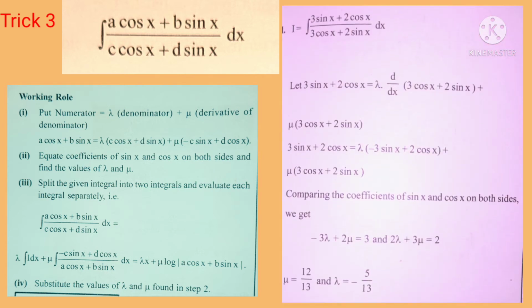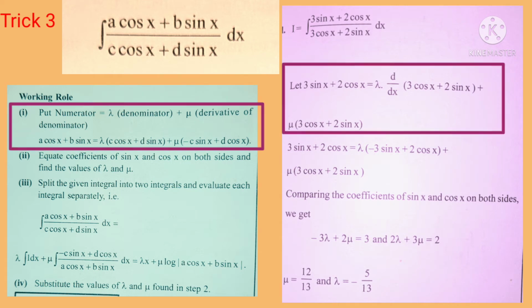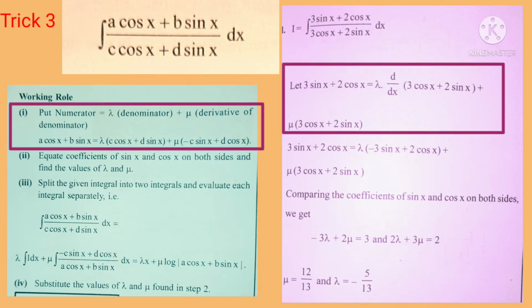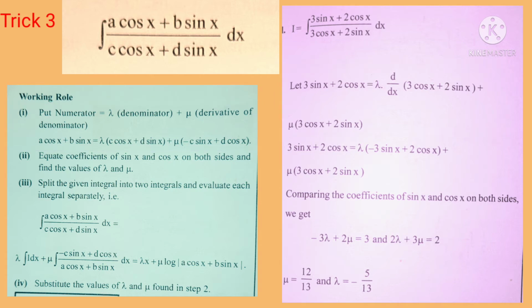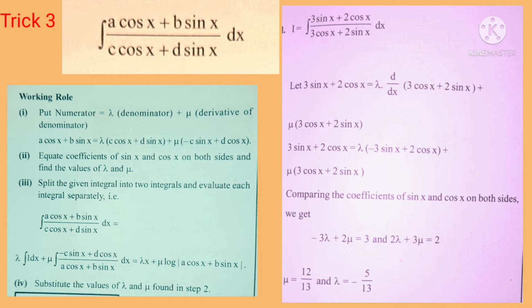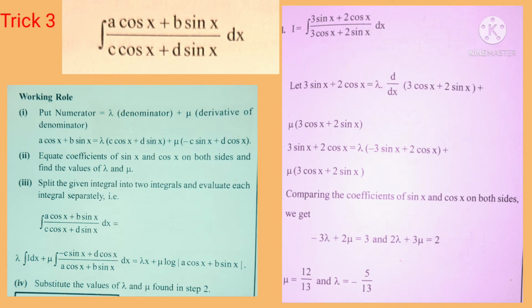The first step is put numerator is equal to lambda times denominator plus mu times derivative of the denominator. Here the numerator is a cos x plus b sin x, lambda times denominator is c cos x plus d sin x, and plus mu times derivative of the denominator, that is, we need to find the derivative of c cos x plus d sin x. It's nothing but minus c sin x plus d cos x. This is a basic derivative of the functions.